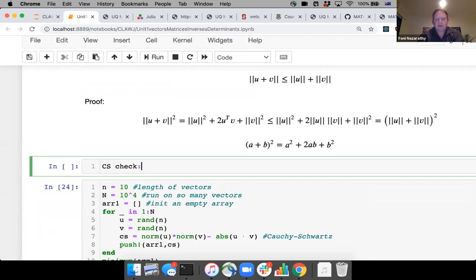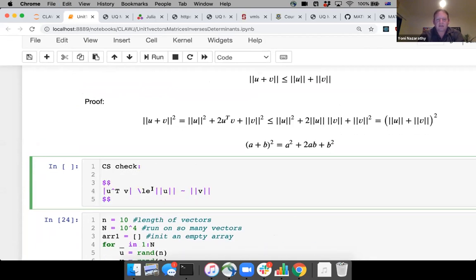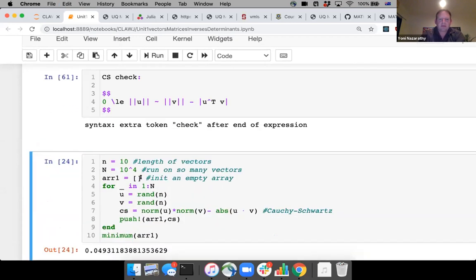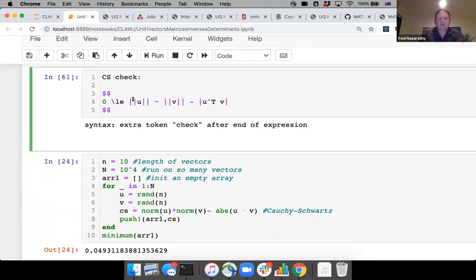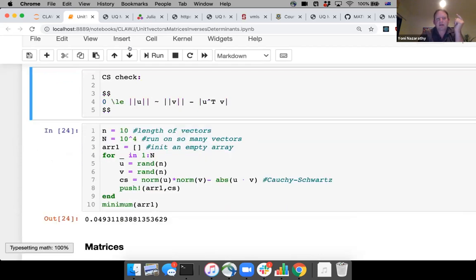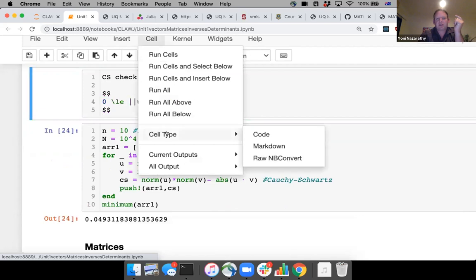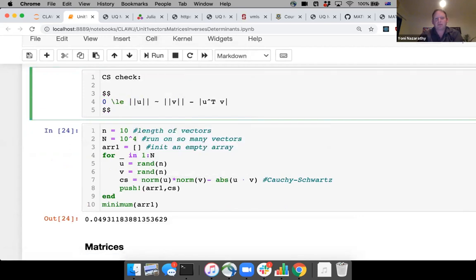Here's the check. And I could have written this as being greater than zero. Why is it not working? Look, I've tried to set the cell, and what's happening with the cell? The cell is now a code cell. So I'm going to hit escape and the letter M, which is like going to the cell menu and doing cell type markdown, and now it's a markdown cell.